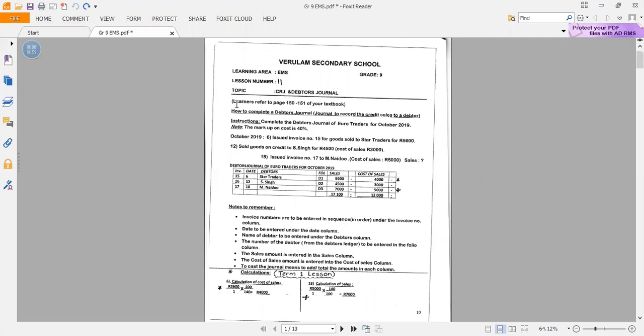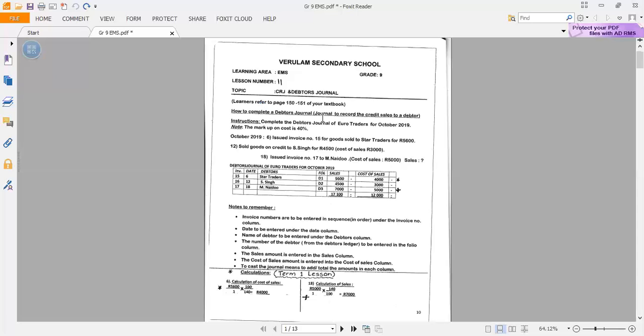Okay, learners, for this lesson, you have to refer to page 150 and 151 of your textbook and pages 10 and 11 of your resource pack 2. Now, learners, I have condensed the notes in your textbook into this resource pack. So I am going to basically teach you how to complete a debtors journal.